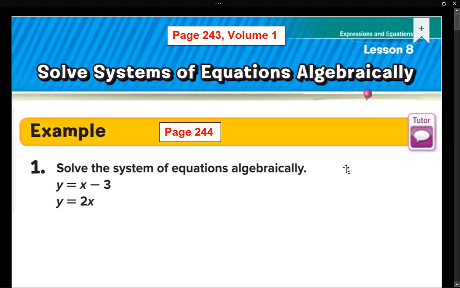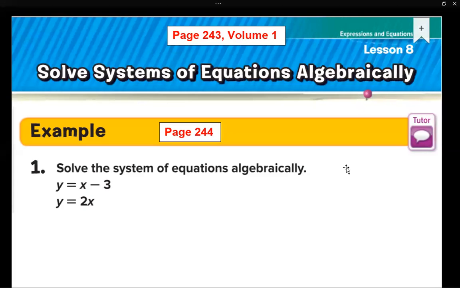In this video, we are going to learn how to solve systems of equations algebraically, which is lesson 8 on page 243 from the first volume of the book. This is an important lesson and we have to understand it. It is one of the most important lessons in this course. Let's start with example 1 on page 244.